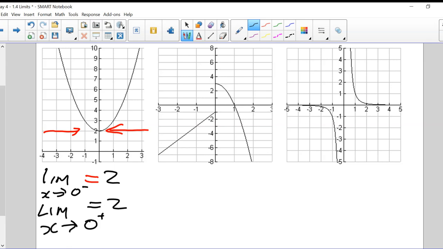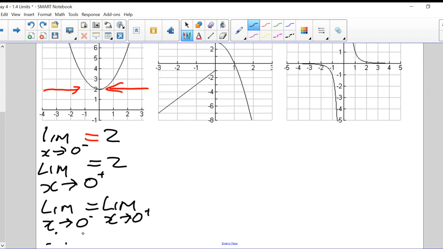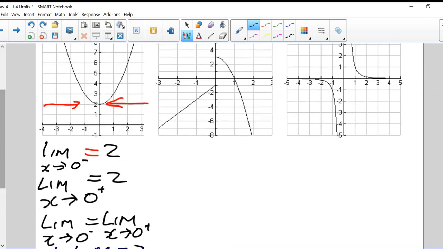So when you compare these two answers, right, since the limit from the left is equal to the limit from the right, let's just write that down. So the limit as x approaches 0 from the left is equal to the limit as x approaches 0 from the right. Therefore, the limit as x approaches 0 is 2, right? Because both sides of this thing are in agreement. That's why we say it's 2.